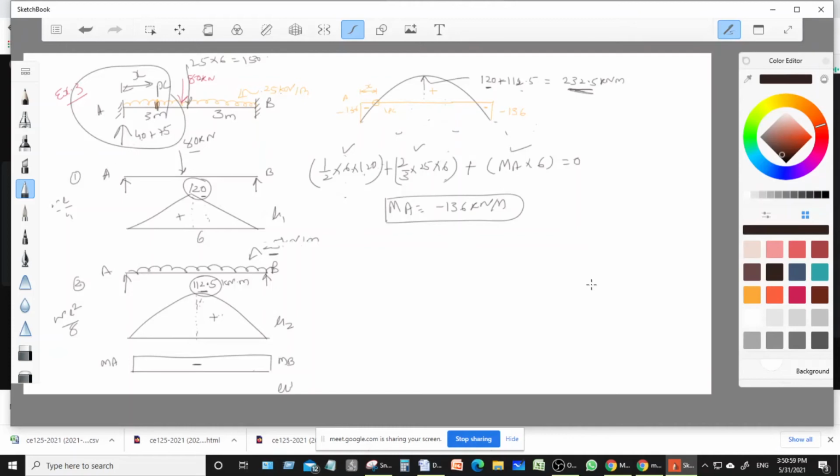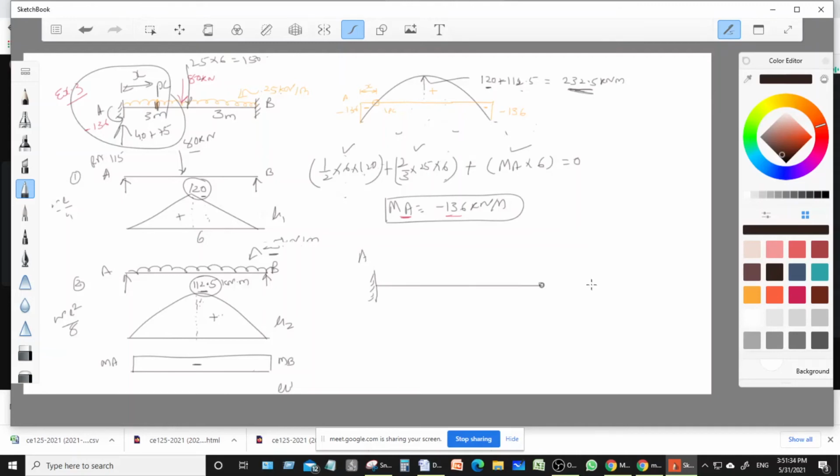So we are going to enlarge this portion and solve this. It is going to be 115 as RA. At the same time, you have the moment that you found, that is minus 136. So let me enlarge this portion over here. Let me just show the support, that is the A support, and your portion of the beam.